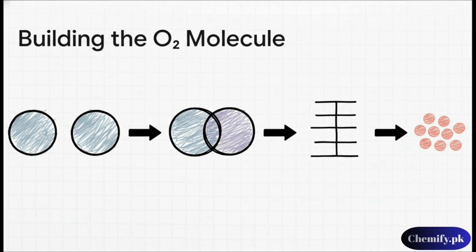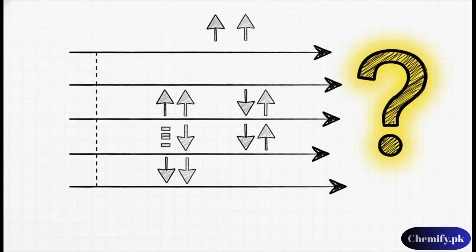Then we take all their valence electrons. That's 12 in total, 6 from each. And we start filling in the diagram, always starting from the bottom, the lowest energy level, and working our way up. So we start filling it up. The first orbital gets 2 electrons. They pair up. The next one gets 2. They pair up. It's all going according to plan.